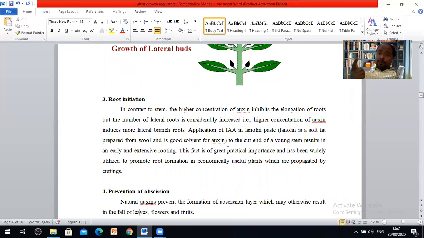In the stem, what we have found is that when auxins are present in the apical bud, the growth of the apical bud is promoted. But in the case of roots, the growth of the root is not promoted due to the presence of auxin. Auxin inhibits the elongation of the roots, but a larger number of lateral roots are formed due to the presence of auxin in the roots.